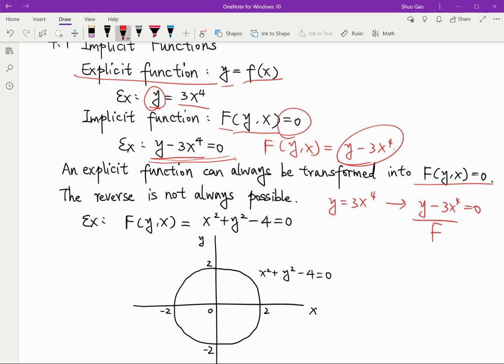For any explicit function, we can always find the expression of y equals to something, right? The left-hand side is only y, and the right-hand side is a function. So we can move the f(x) to the left-hand side. This becomes y minus f(x) equals 0. So this becomes an implicit function. So we can always find the implicit form of an explicit function. But the reverse is not always possible, right?